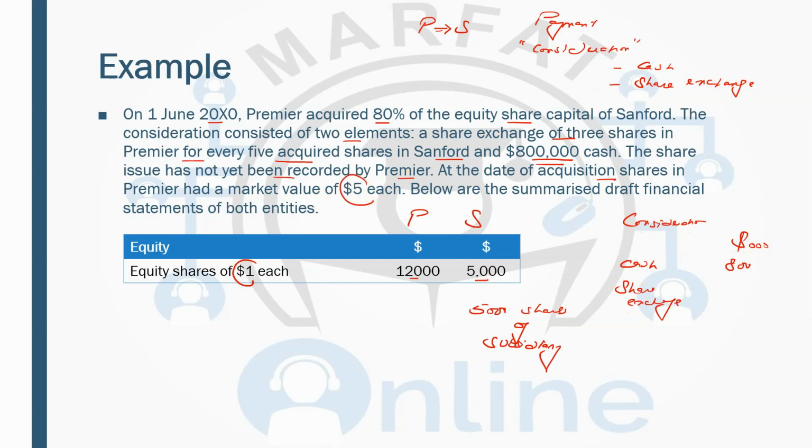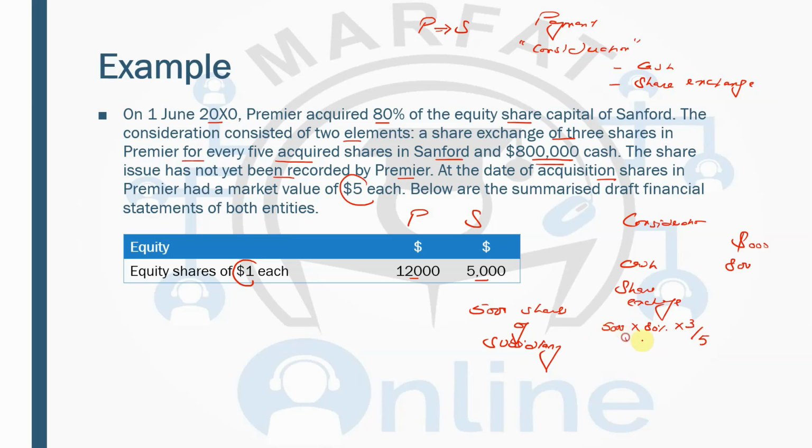Now, how many shares is the parent giving to the subsidiary? It is written a share exchange of 3 shares in Premier for every 5 acquired shares. How many shares have we acquired of the subsidiary? The subsidiary has a total of 5,000 shares. We have acquired 80% of it. And for every 5 shares, we are giving them 3 shares. So the fraction is 3 by 5. When you take 5,000, which is the total number of shares of the subsidiary, and multiply it by 80%, it gives you 4,000.